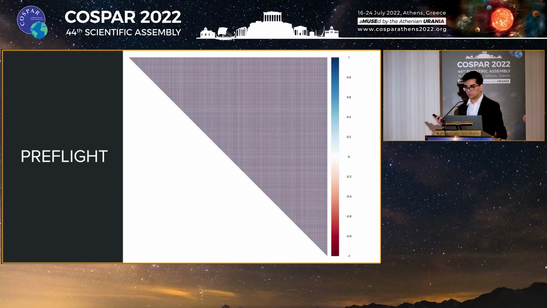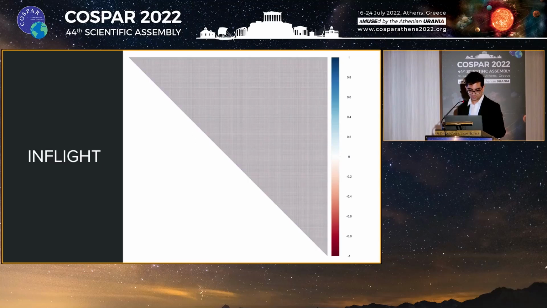But as you saw a little preview of there, the story changes quite drastically when you look at the in-flight dataset, which, if it loads, or if it works, looks like this. So again, there's a stark difference here. It's easy to see that there's a very significant breakdown in correlations all over the genome.